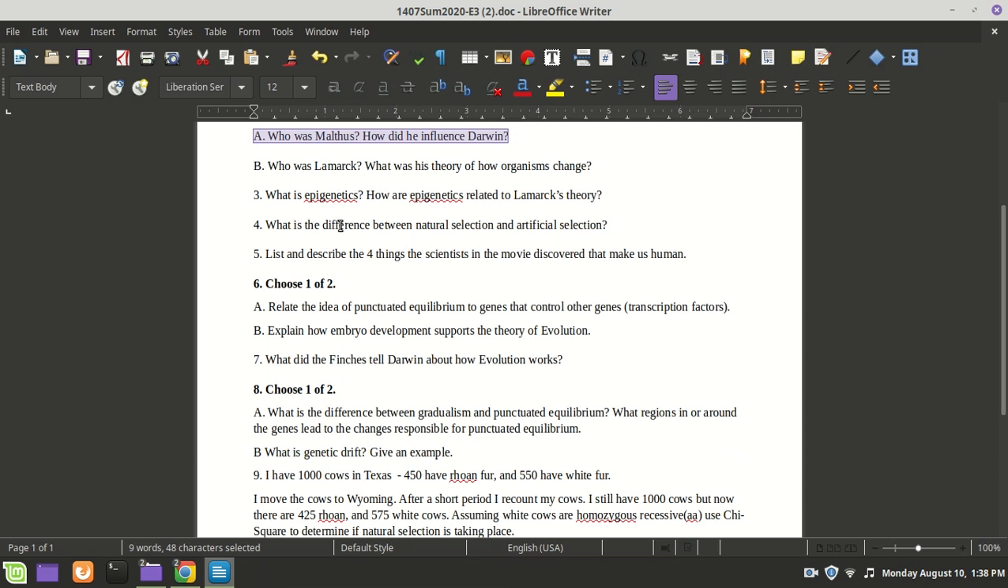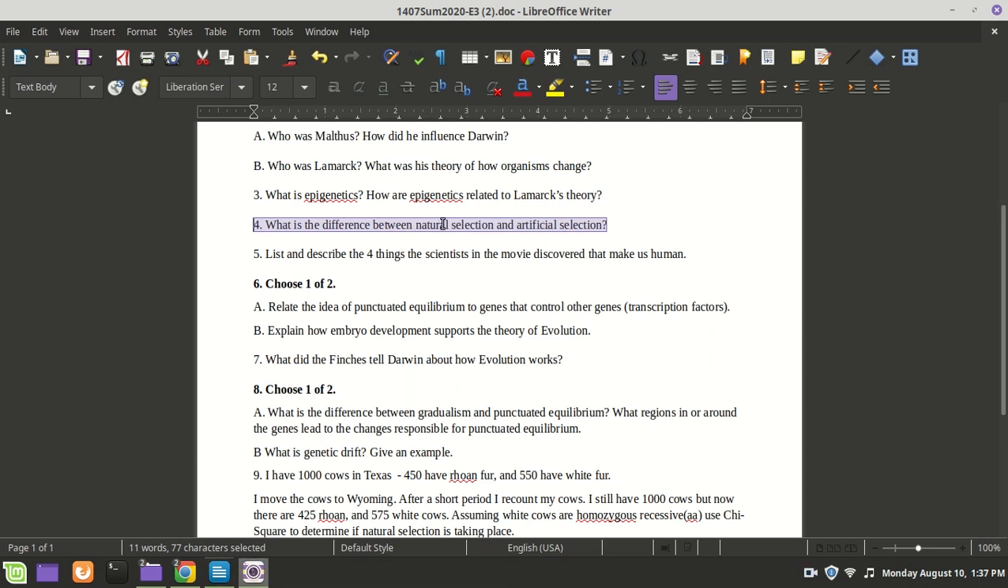What is the difference between natural selection and artificial selection? This should be an easy one. All right, this should be one paragraph. I think you can get this one very, very easily. The movie, I think, the long movie, the documentary, they talk about artificial selection in there.